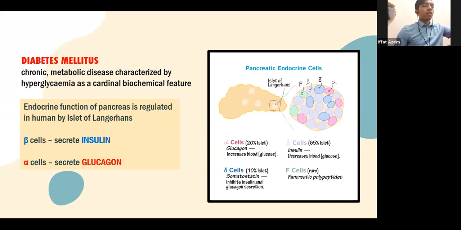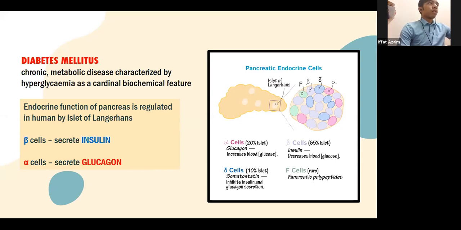So the first one, regarding the blood glucose regulation, is mainly controlled by the endocrine function of the pancreas. It is controlled by several types of hormone, to be specific, insulin and glucagon. Where does this hormone come from? It's from the islets of Langerhans, which consist of several types of cells, such as alpha, beta, gamma, and also F cell. Among these four types of cells, there are two cells that are important, which is the alpha and also beta cell.